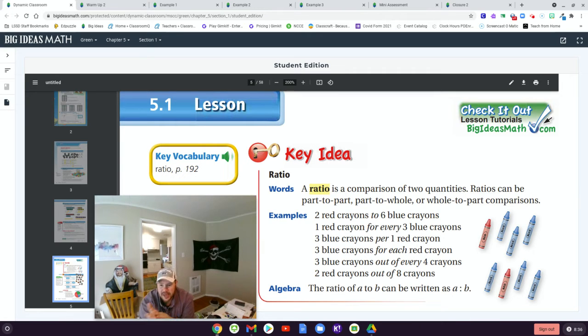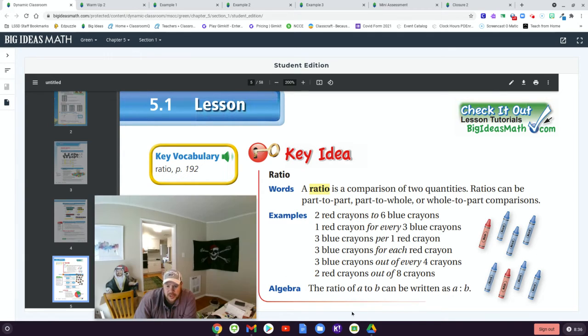So for example, if we have our crayons over here, there's 2 red crayons to 6 blue crayons. There's 1 red crayon for every 3 blue crayons. Those are examples of ratios. And the order is important. So a ratio of 1 red crayon to 3 blue crayons is different than a ratio of 3 to 1. And we'll get there as we go through some examples.